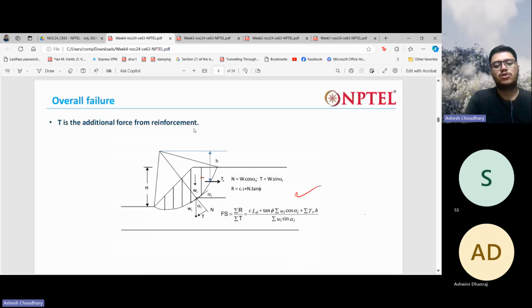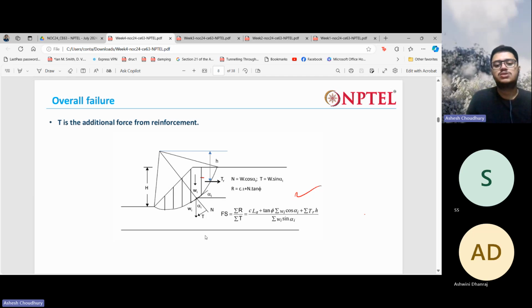Then at last we have the overall failure, that is, the slip circle failure. To check that, there are various methods that can be used. The most common is the method of slices, where you divide the soil into various slices, cut the slices into various wedges, and then take the limit equilibrium of each wedge by equating the forces, and then you find out the total factor of safety.